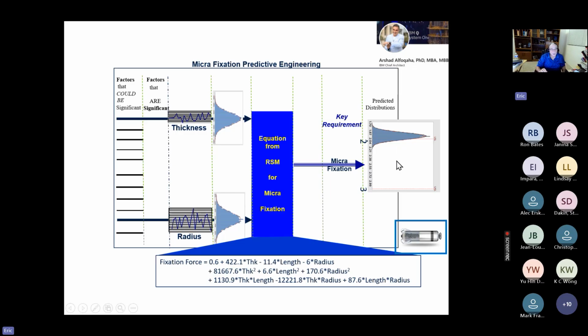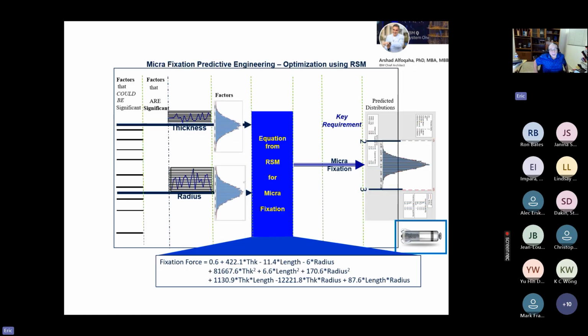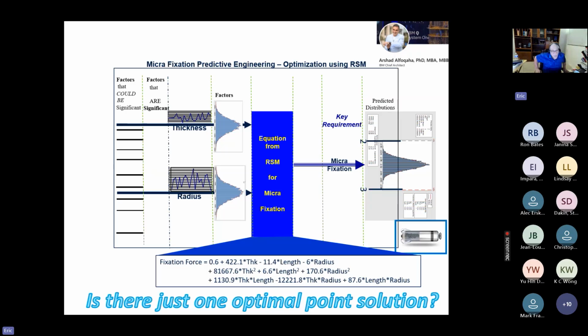But now with this model, he could optimize it, and he did, to get really good Cpk, basically almost no probability, very minimal probability of ever having the fixation force beyond the spec limits of 2 and 3 newtons. And then the question that he and I had at that point is, is there just one optimal point? We found an optimal point. It gave us, but is that the only optimal point?